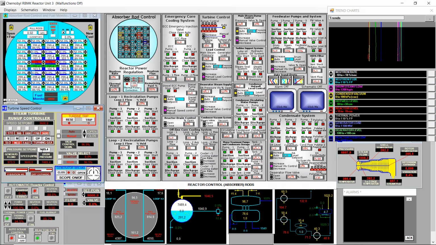We went below 7500, but I didn't get the alarm of low pressure. Let's see when exactly it appears. I will keep opening the valve. No alarm yet. I will open it a bit more. No alarm. Power 980. Okay, I got the alarm now and the pressure is 7300. So I guess it's somewhere between 7300 and 7400.